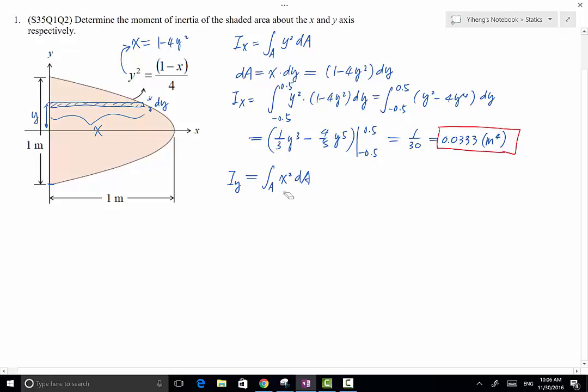So obviously we cannot use the same differential element anymore, because this horizontal strip contains points that don't have the same distance to the y-axis. So for that reason, we're going to switch to a vertical strip. So this is our differential element for this part now.